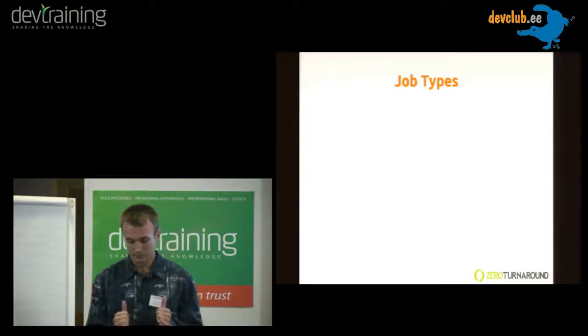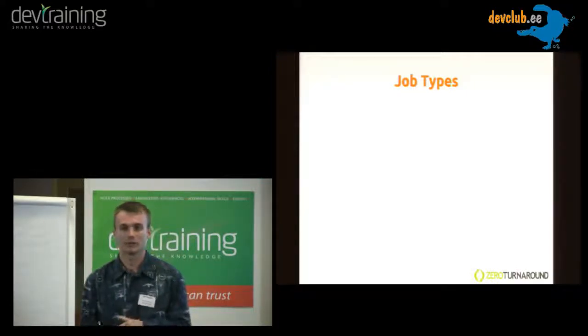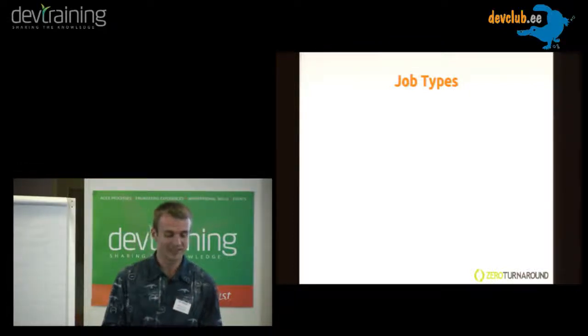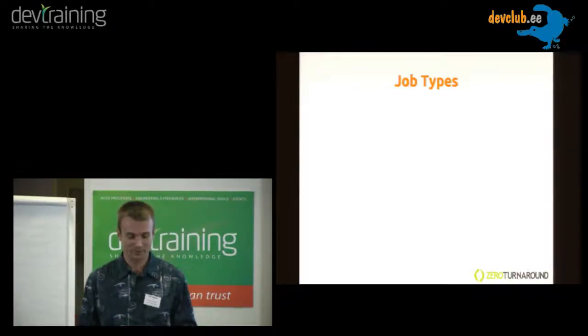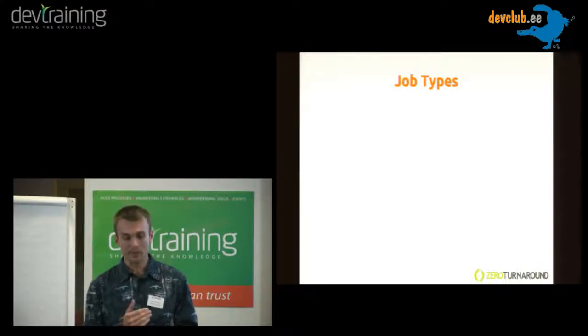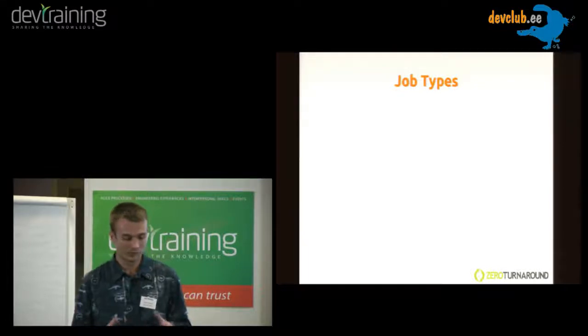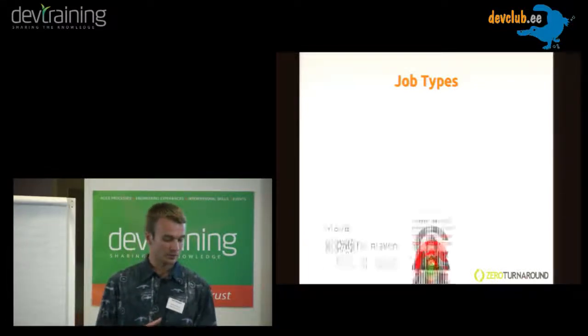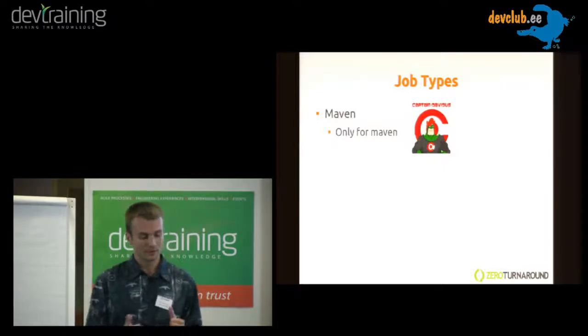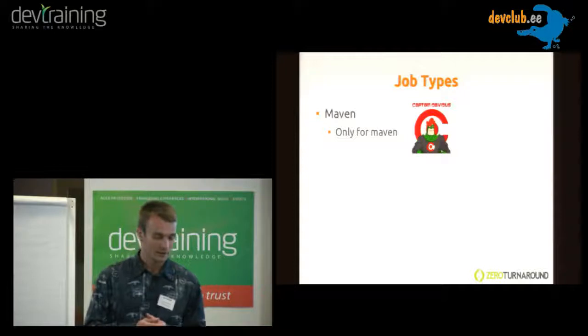Even though Jenkins is written in Java, it's not only for Java projects, it's for every project. When you add your project, you create a job in Jenkins, and this job can be of 3 types. The first type is Maven job, that is only for Maven projects.